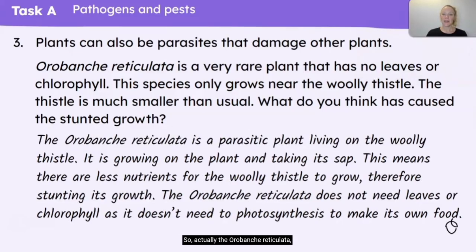So, actually, the Against reticulata, just like we said in the question, is a parasitic plant, and it lives off the woolly thistle. It is growing on the plant and actually taking its sap. This means there is less nutrients for the woolly thistle to grow, therefore stunting its growth. The Against reticulata does not need leaves or chlorophyll, as it doesn't need to photosynthesize to make its own food.